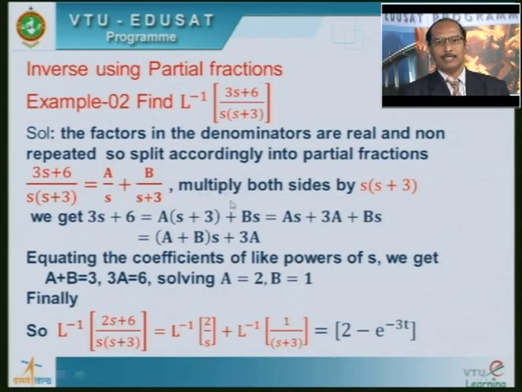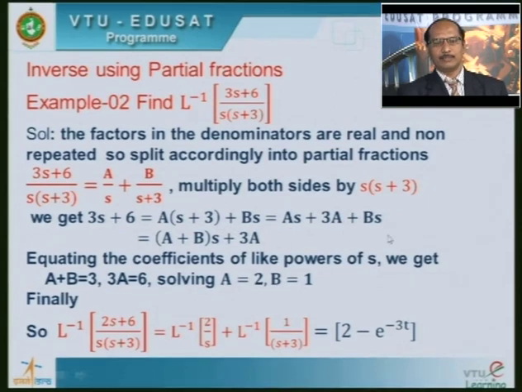For that, multiply both sides of the equation by the denominator term s into s plus 3. By multiplying that, the term cancels on the left hand side. The remaining is 3s plus 6 is equal to a into s into s plus 3, so s cancels, a into s plus 3, plus b into s plus 3 divided by s plus 3. So, s plus 3 cancels, it is b into s.